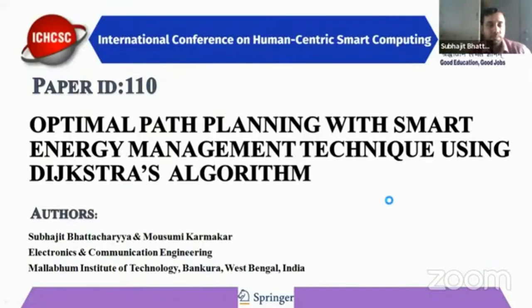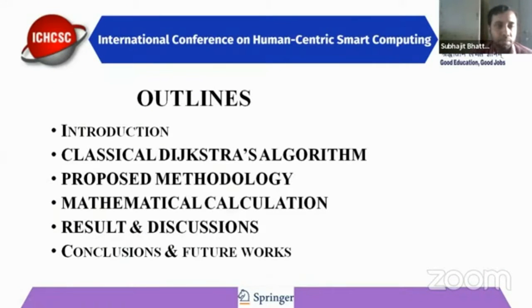Okay, so the outline of the paper is arranged as follows. First is the introduction of the paper. Next, we will discuss the classical Dijkstra algorithm. And third one is the proposed methodology. That means whatever work we have done in this paper will be discussed in this section. And fourth one is the mathematical calculation that is needed in this paper to calculate some of the vital points regarding the paper parameters. And last is the result and discussion, and the conclusion and the future work. These are the outline of our paper.